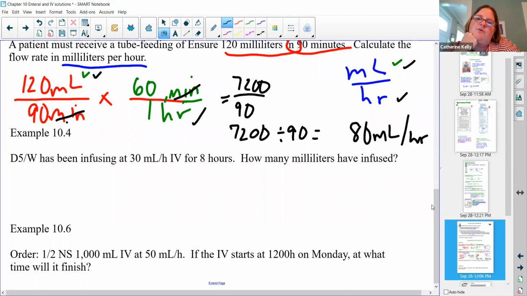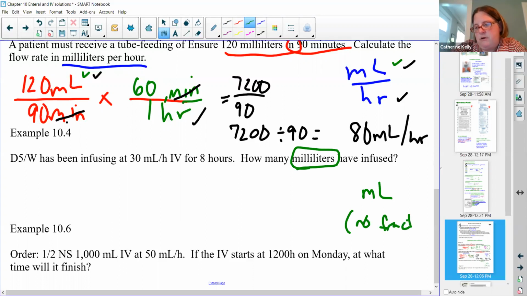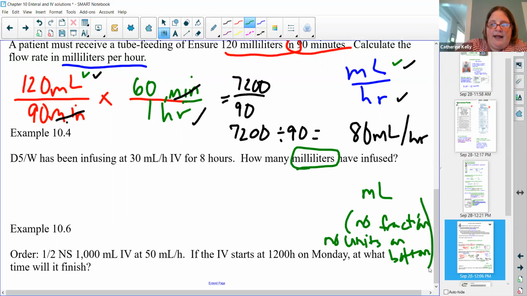So a dextrose 5% in water has been infusing at 30 milliliters per hour for 8 hours. How many milliliters have infused? So this asks for milliliters. How many milliliters? So I need my answer to be in milliliters, and there's no fraction. So no units on bottom. That's what that tells me. So I know that I have here 30 milliliters per hour. So I'm going to start with that.